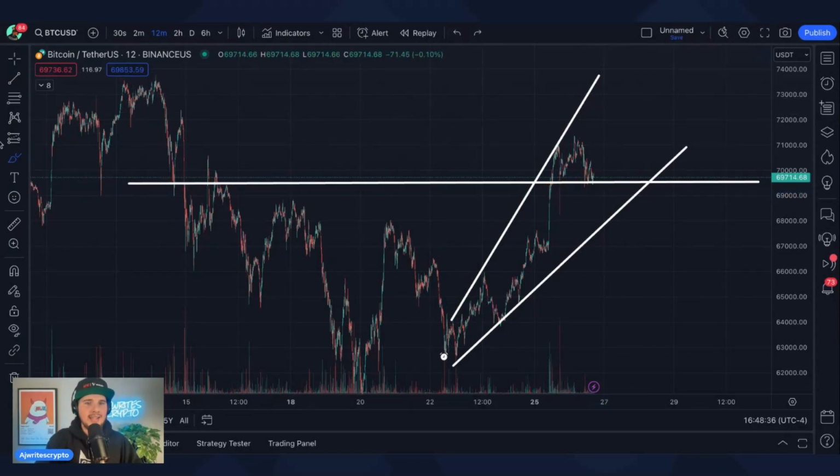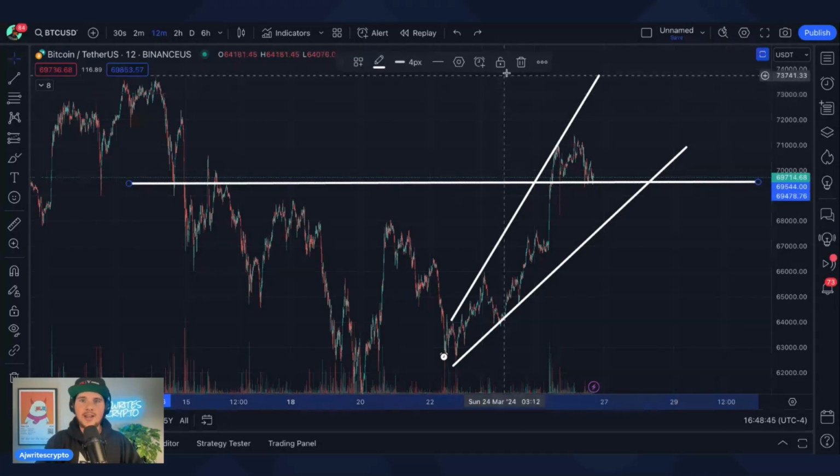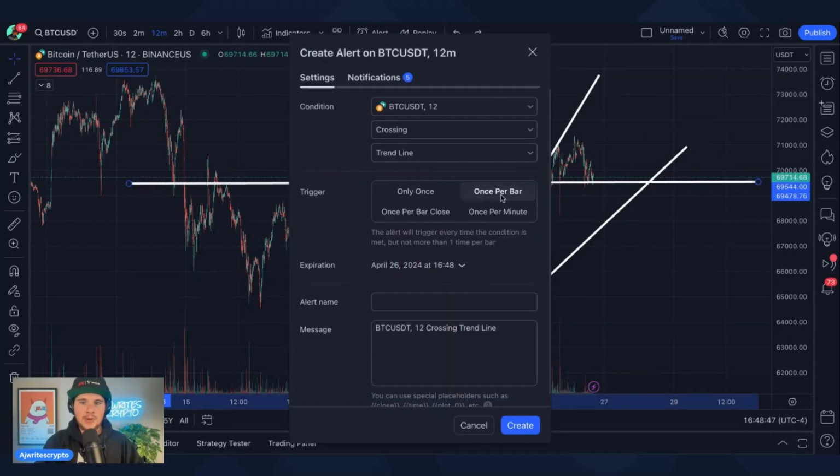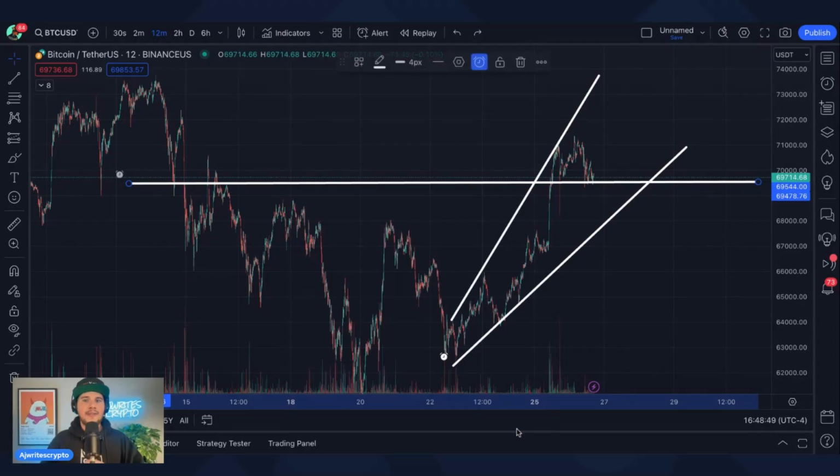So you want to identify support resistance levels, so if you lose or gain a support resistance level, you get notified on your phone. We click on this white line, click the clock, click once per bar, and create the alarm. So if that level gets crossed, my phone and my email will go beep, beep, beep, and I will know what is happening.